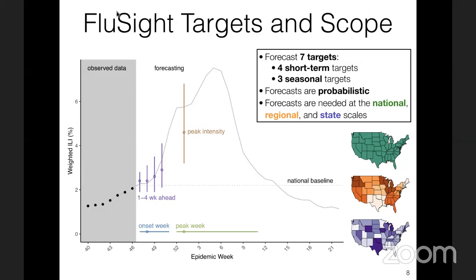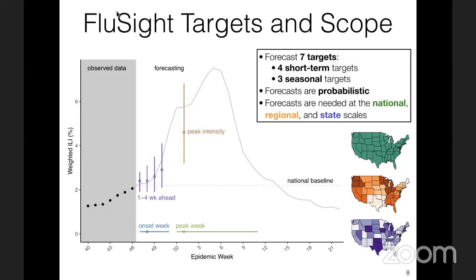The forecasts need to be probabilistic. I think the CDC should be given a lot of credit for taking a very firm stance that they do not accept point prediction forecasts. Effectively, the CDC has said that a forecast without quantified uncertainties is all but unusable to them. So what does a probabilistic forecast look like?